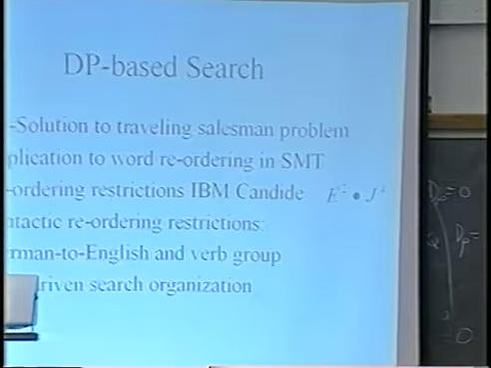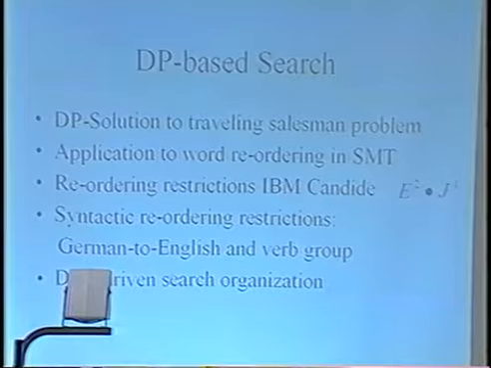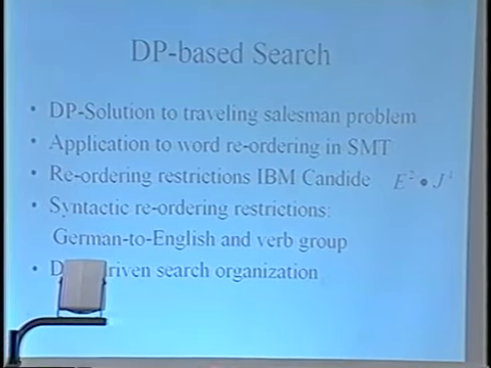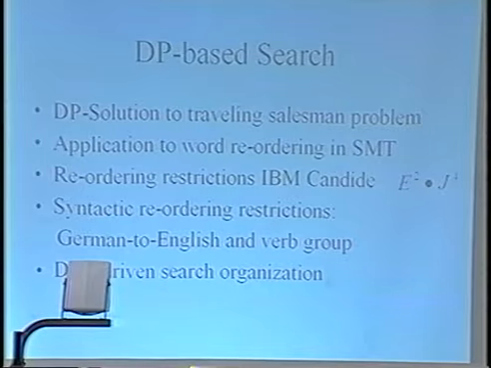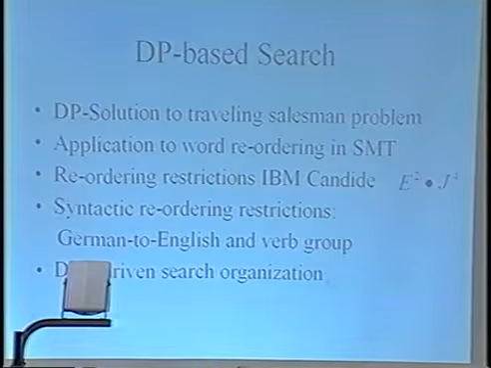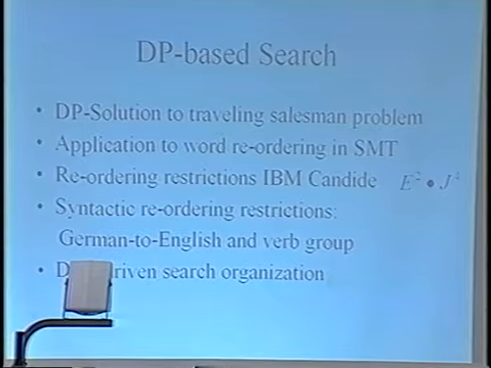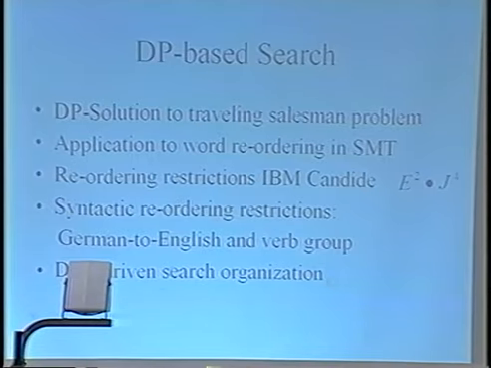This is the overview of the search part of my talk. I will present the dynamic programming solution to the traveling salesman problem. I will show how the traveling salesman problem is related to the word ordering problem in statistical machine translation, and how the dynamic programming solution can be applied to statistical machine translation. And I will introduce two kinds of restrictions under which an efficient dynamic programming search algorithm exists.